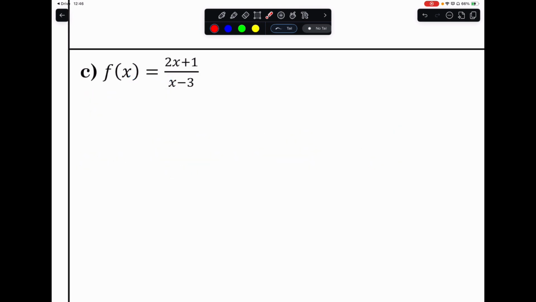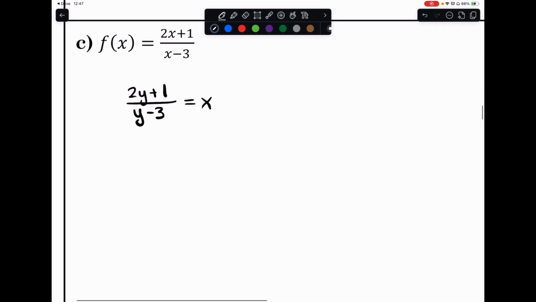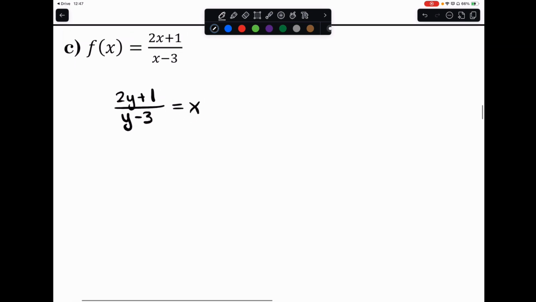Let's look at another example of that. So here we have another rational function. So we have 2y plus 1 over y minus 3 equals 2x. So we switch the x and the y value. Now we're going to solve this equation for y, and we're going to do the same thing. We're going to cross multiply. So 2y plus 1 equals x times y minus 3.